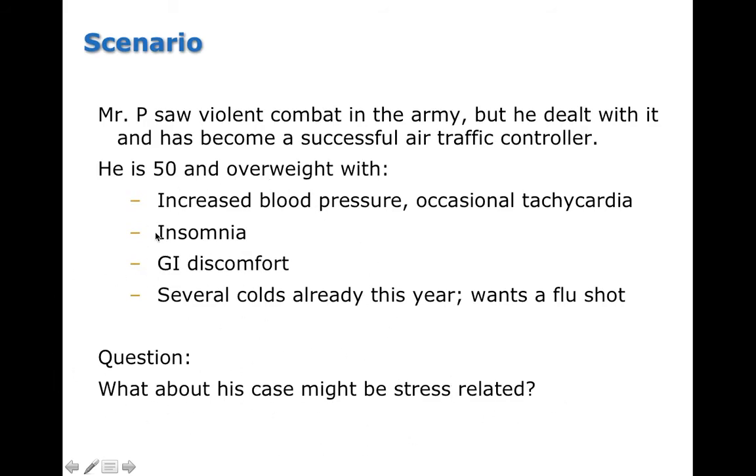If you look at these particular signs and symptoms, are any of these stress related? And really all of these would be stress related, right? We talked about how blood pressure is correlated with the stress response, especially the sympathetic nervous system. That would explain the tachycardia or fast heart rate as well. Insomnia could come from just overactivity of the sympathetic nervous system response as well, such that they're not able to calm down enough to sleep at night. You're going to see GI discomfort because of sympathetic inhibition of your digestive organs, as well as several colds this year because of a decrease in immune system response.